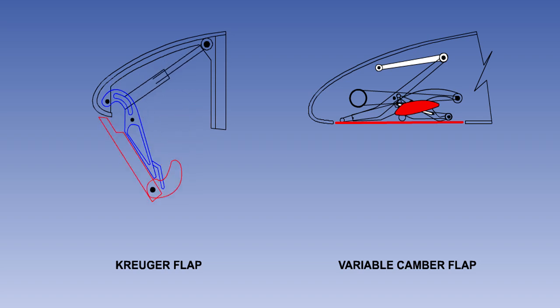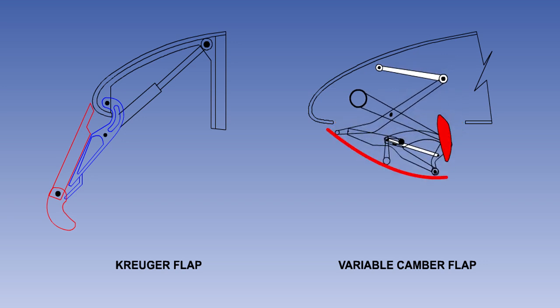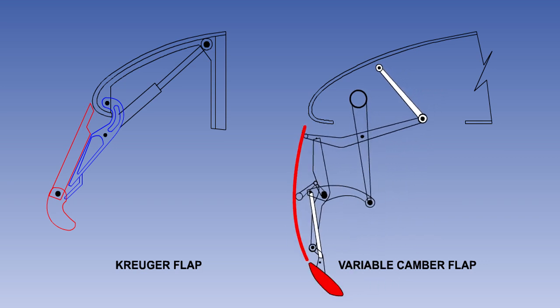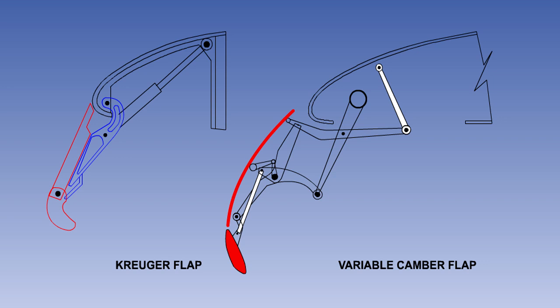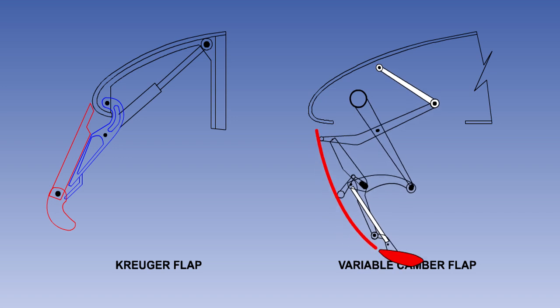When the Kruger flap extends, the panel maintains its flat shape. The variable camber flap, on the other hand, has a cam system which bends the panel into a curved aerofoil shape as it extends. The panel returns to its flat profile on retraction.